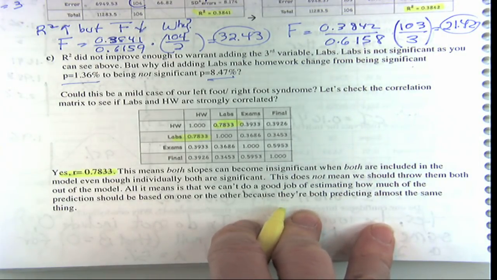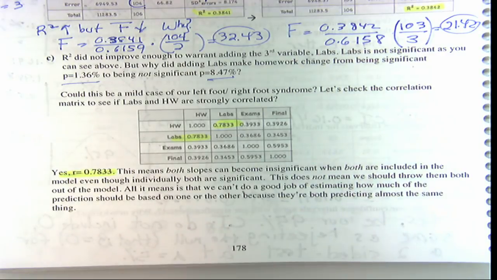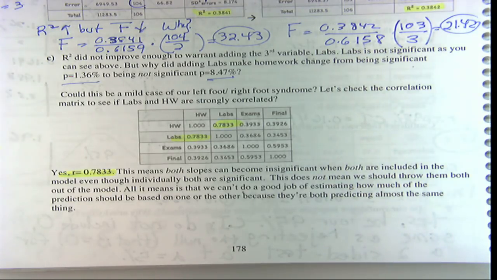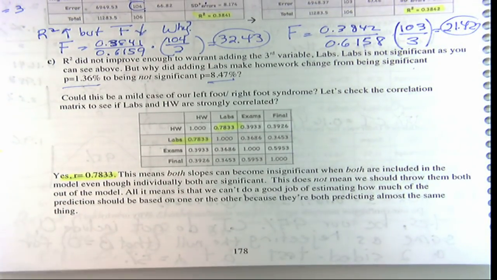Remember we said left foot and right foot predicting. Left foot's a great predictor of your height, and so is your right foot, but if you put them both in the model, they could both end up insignificant. That doesn't mean you want to throw them both out. It just means that they don't know. It's hard to tell; pretty much any linear combination of the two of them is going to work equally well. So weird things happen. That's called multicollinearity, and don't put two variables in that are highly correlated.